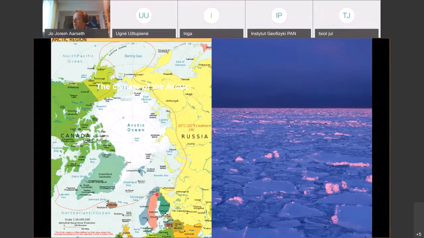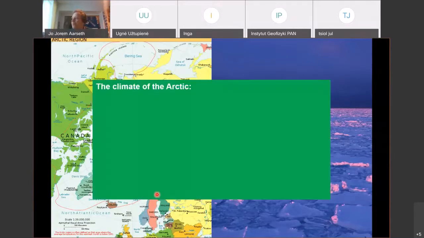Okay, we are talking about animal adaptations to a life in the Arctic. And first of all, we need to know a little bit about what the Arctic is. The climate of the Arctic.